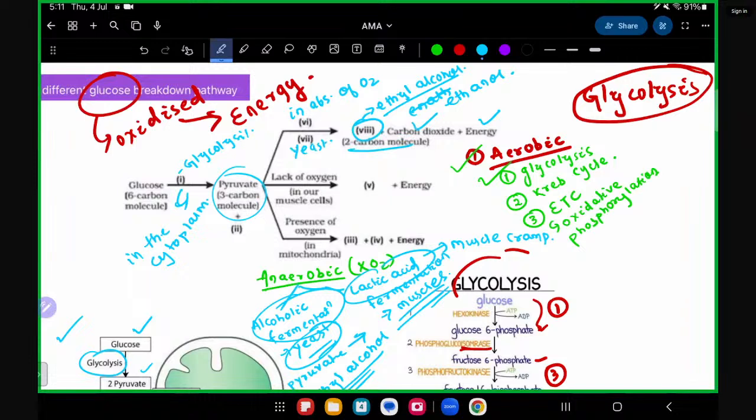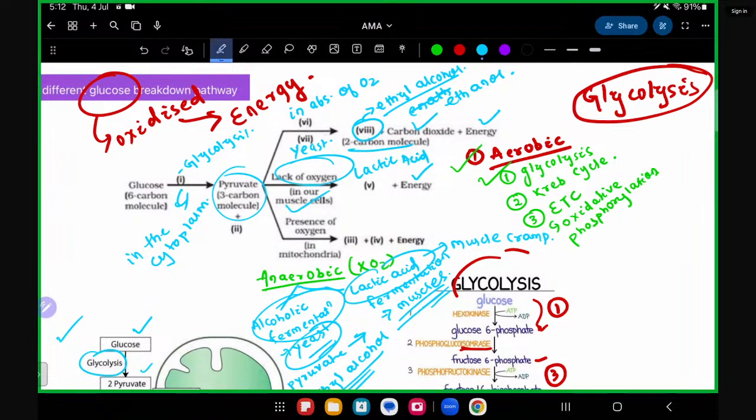Okay. Then lack of oxygen in our muscles. In the muscle cell, what is happening? Lactic acid fermentation happens in our muscle cell in lack of oxygen. What are the byproducts? The byproducts are energy plus lactic acid.